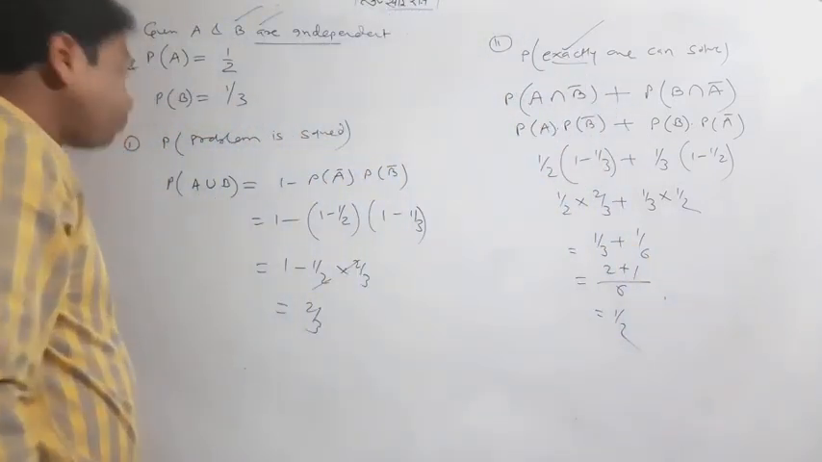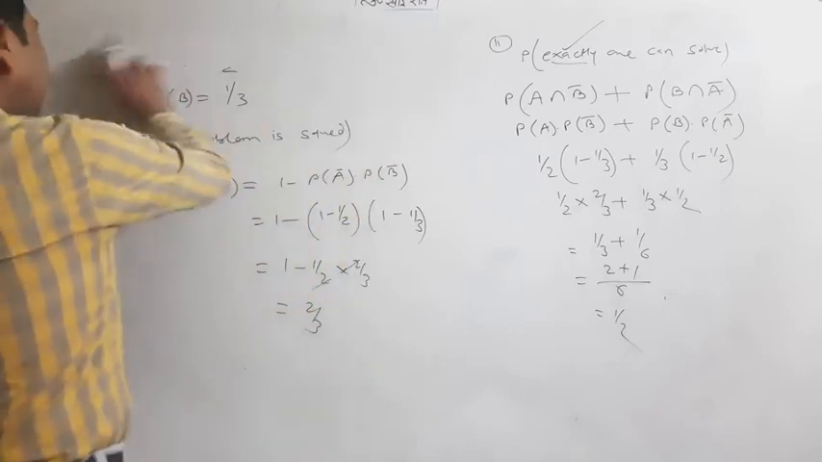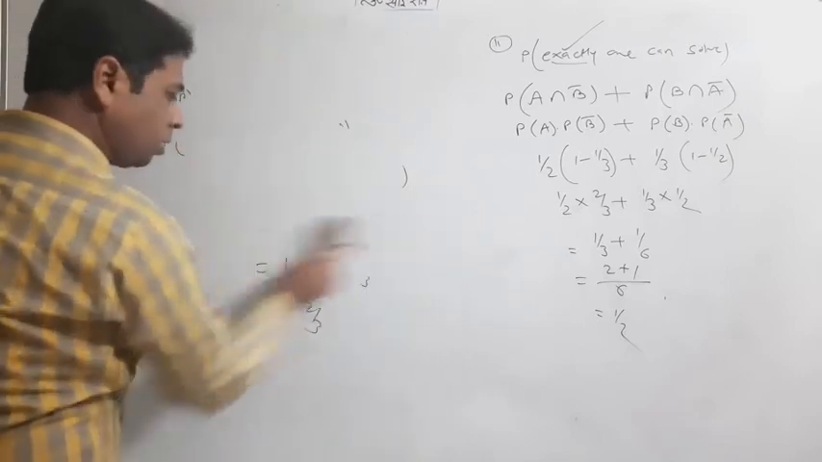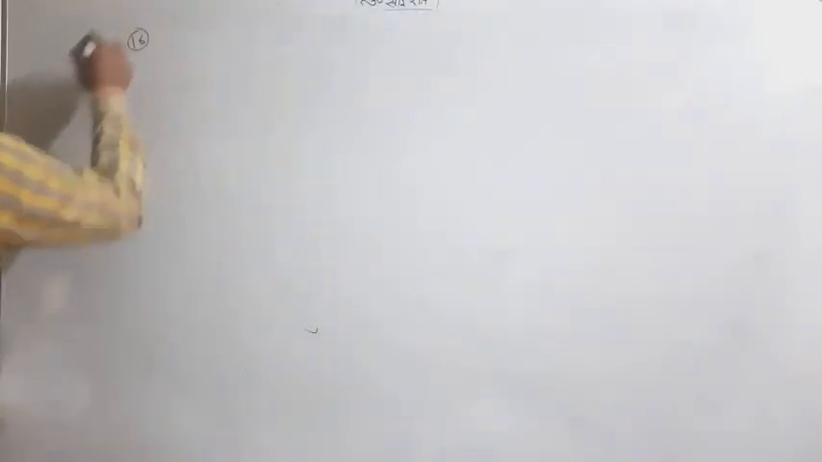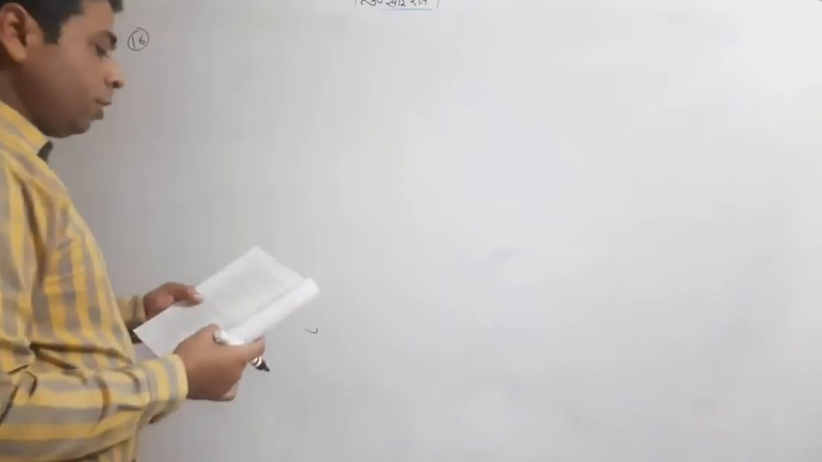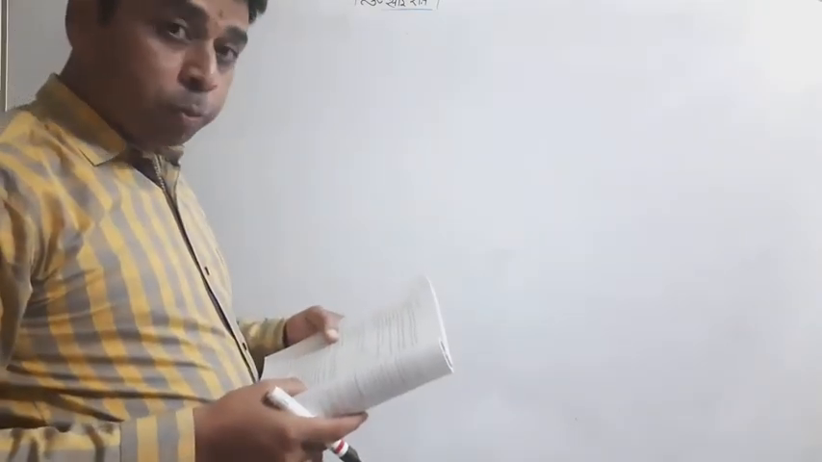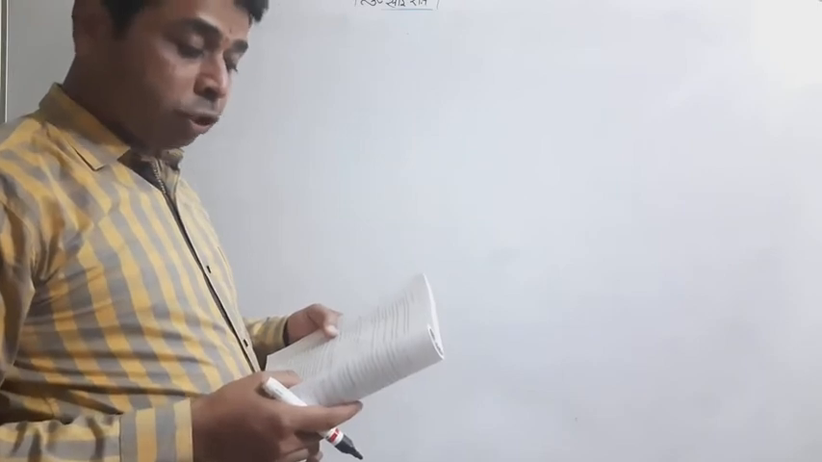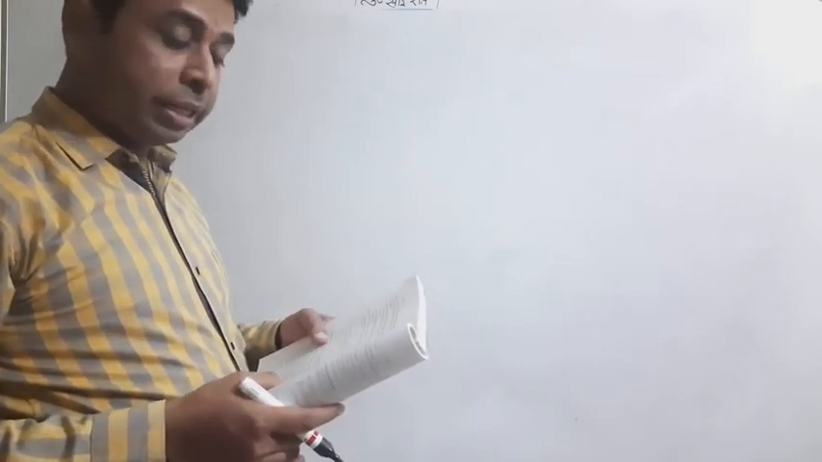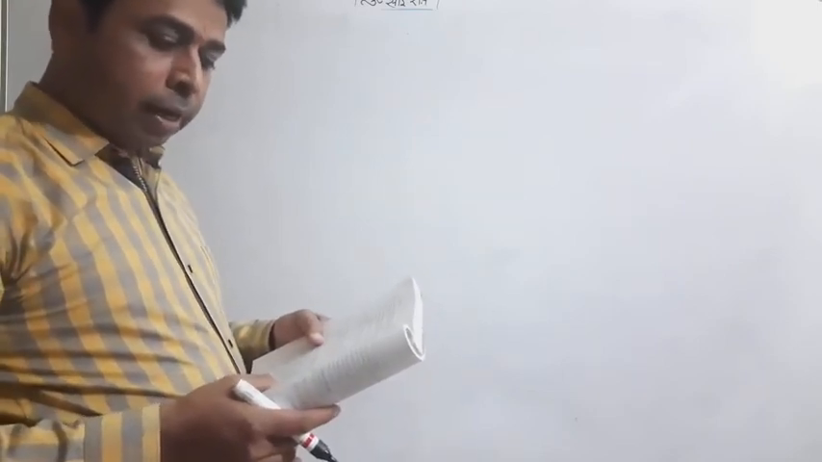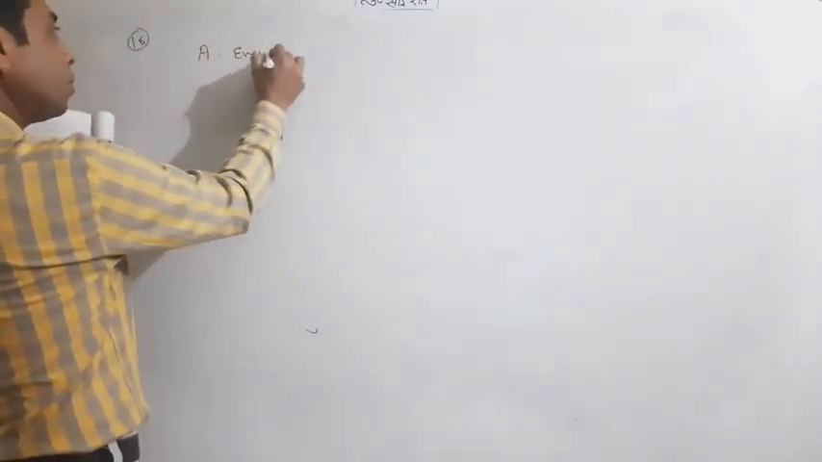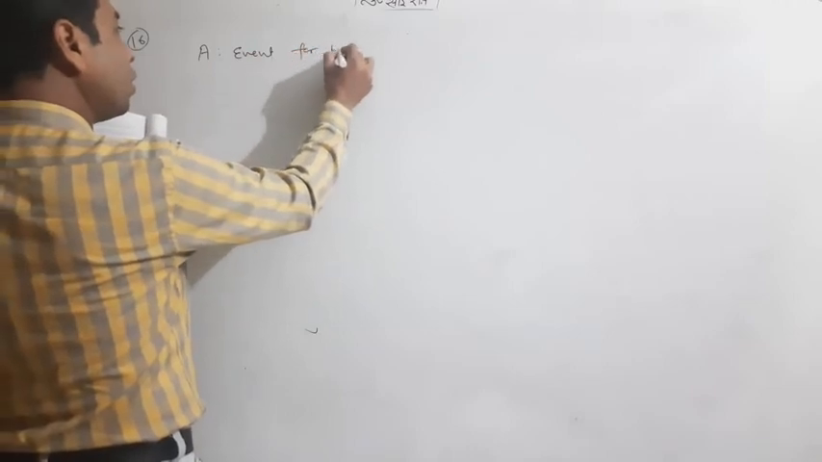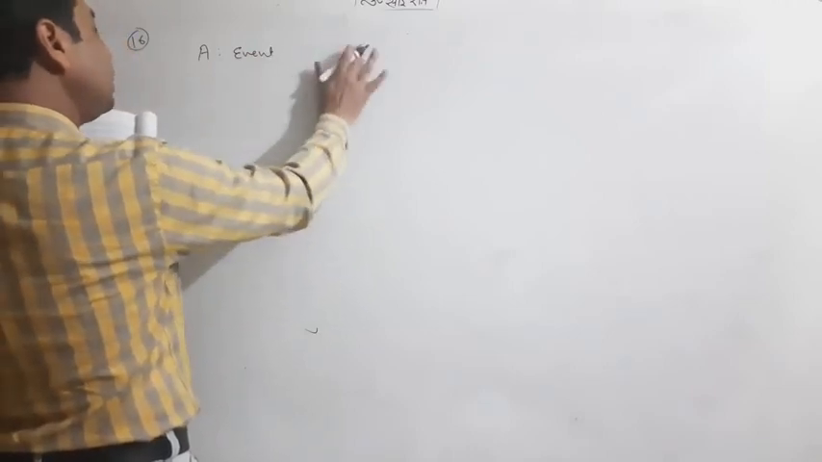Now students, we have a last question I wish to tell you, the 16th one. This looks actually good. So look at the question, the 16th one. In a hostel, 60% of students read the Hindi newspaper, 40% read the English newspaper, and 20% read both the Hindi and English newspaper. You know it, suppose A is the event for people who read the Hindi newspaper.